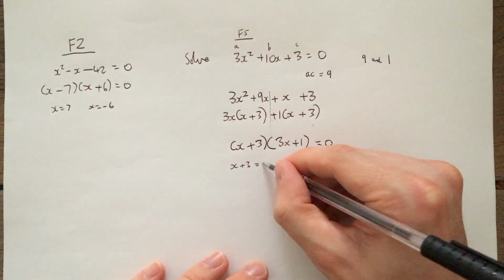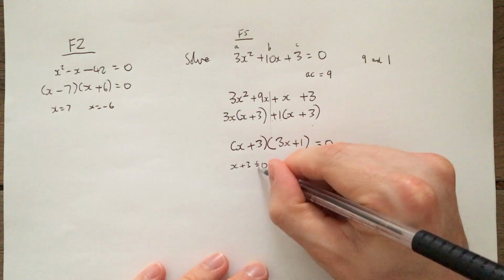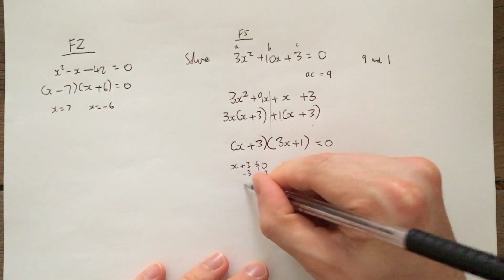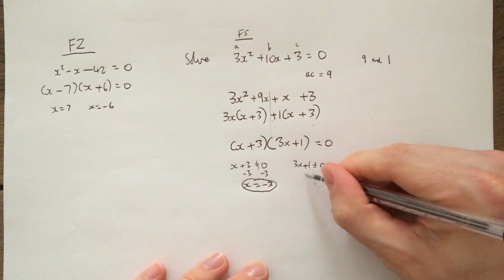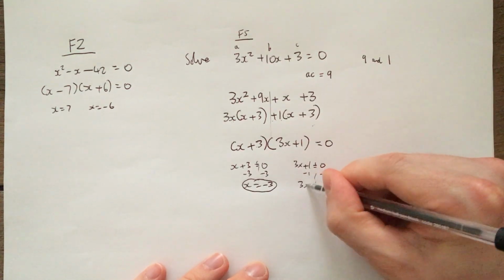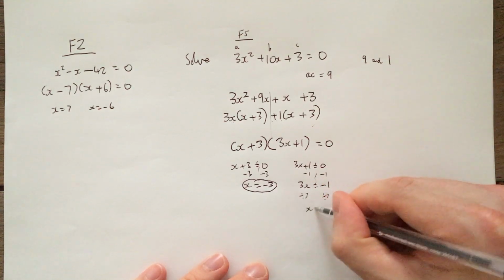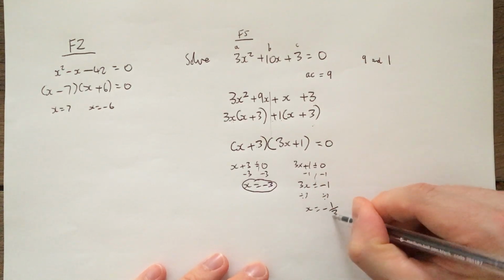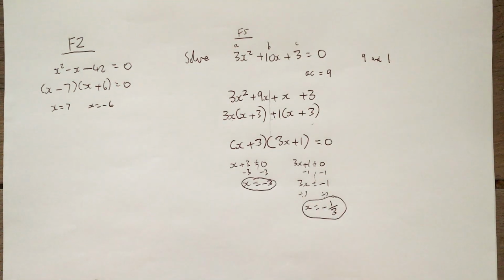x plus 3 equals 0. 3x plus 1 equals 0. Minus 3, x equals negative 3. Minus 1, 3x equals negative 1. Divide by 3, x equals negative 1 over 3. Okay, so that's our answers there to solve it.